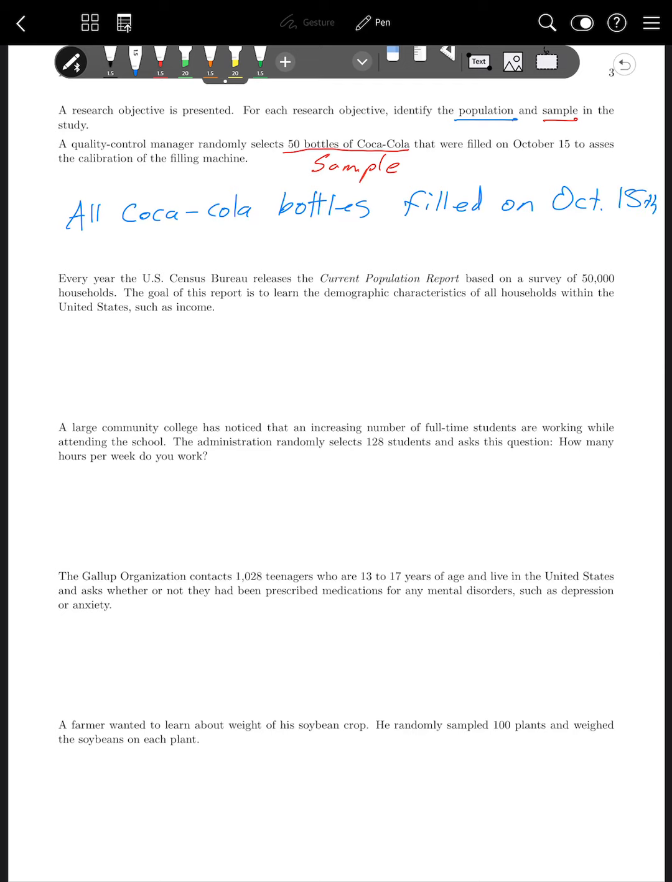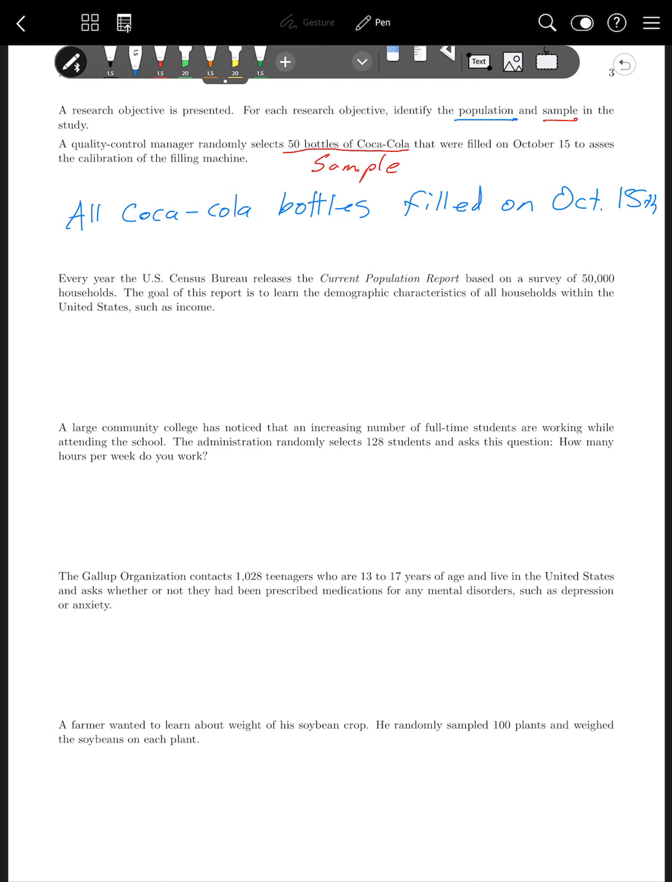Okay, so he's using a smaller set of data, in this case, some of the Coca-Cola bottles, to see if the filling machine is working correctly. It would be impracticable to look at all of them because then you have to open them, and if you open them, then you can't sell them. So that's why they take a sample to try and figure out if the population is working correctly.